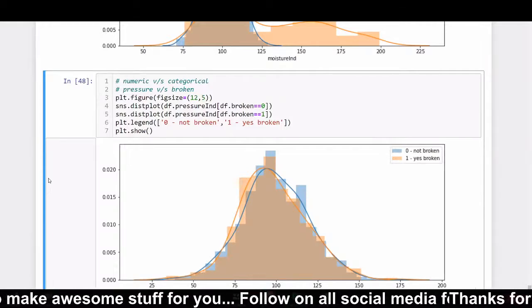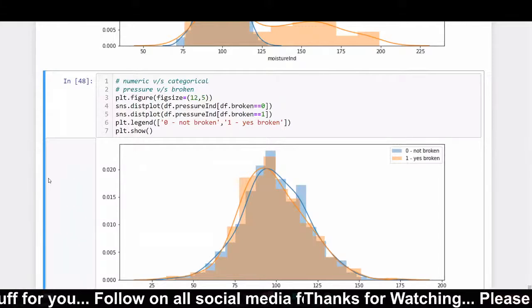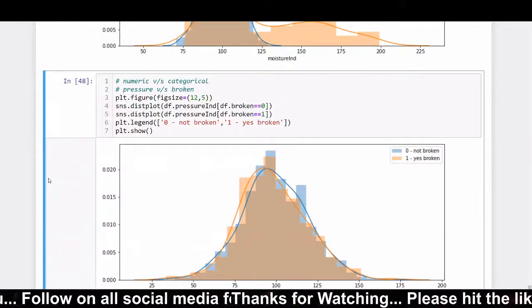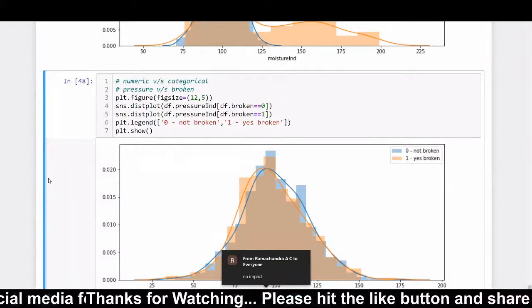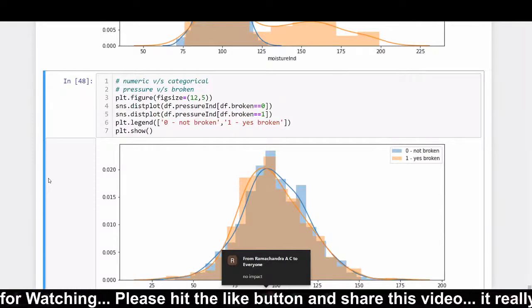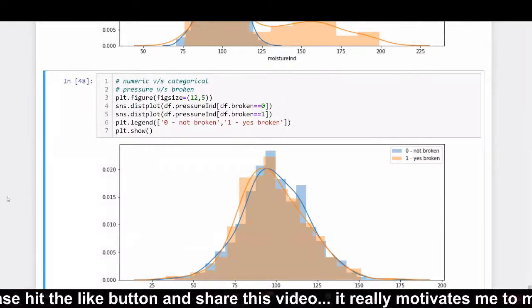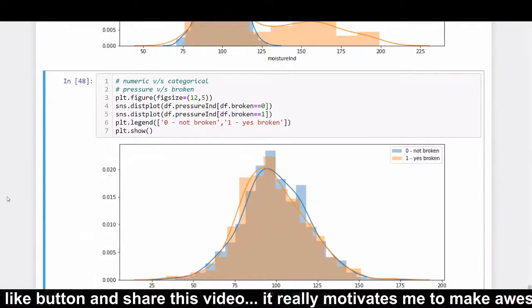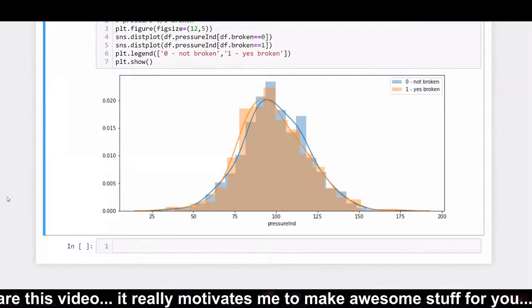So I hope all of you agree that pressure also doesn't seem to have any information to say why machines are getting damaged. That's also another important piece of information that we get from this. All right, I hope we're good.